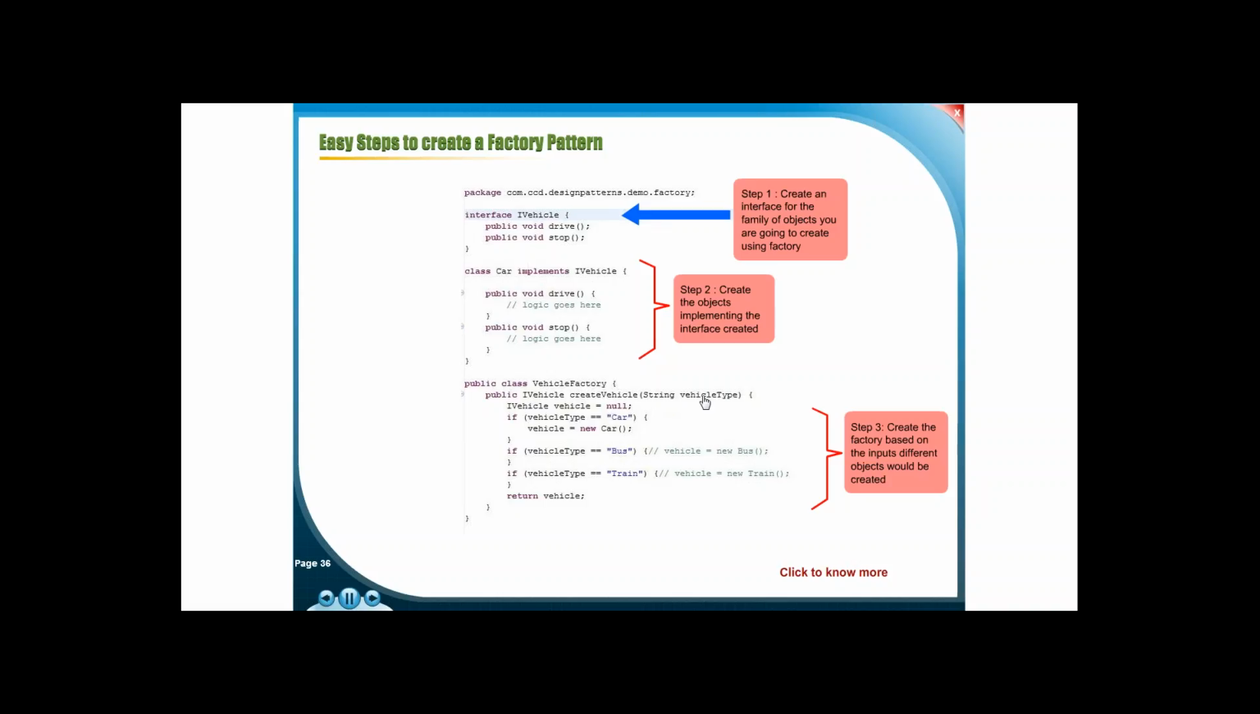For this, an IVehicle reference variable is created and it is given null. Later on we populate it with the appropriate object. If the vehicle type is car, then vehicle equals new Car. If the vehicle type is bus, then new Bus. If the vehicle type is train, then new Train. Got it? Finally, return the vehicle.